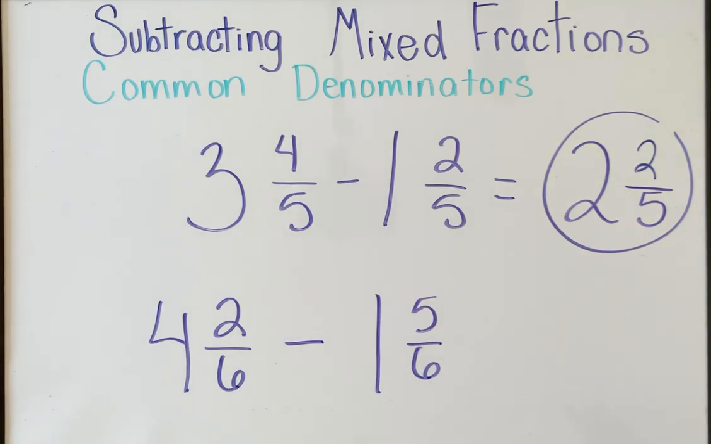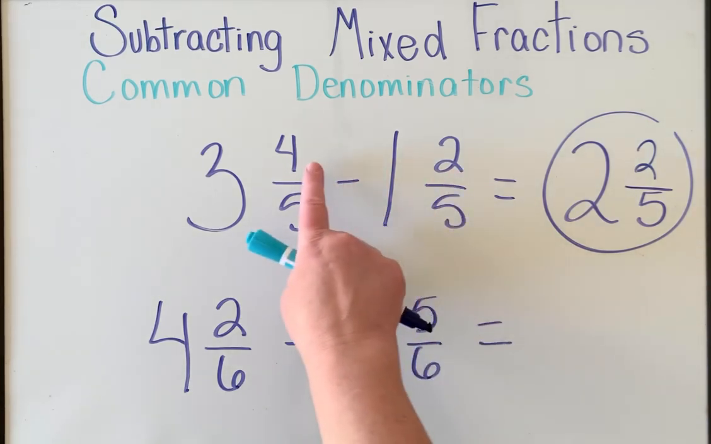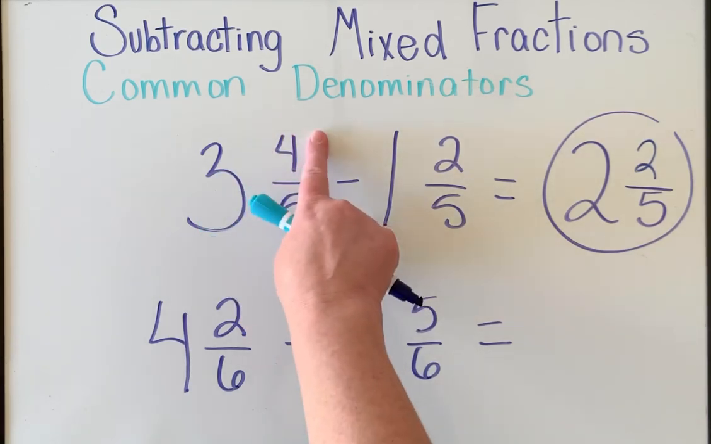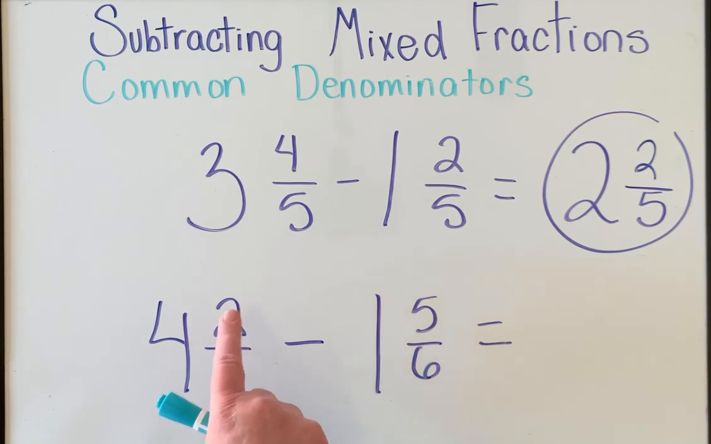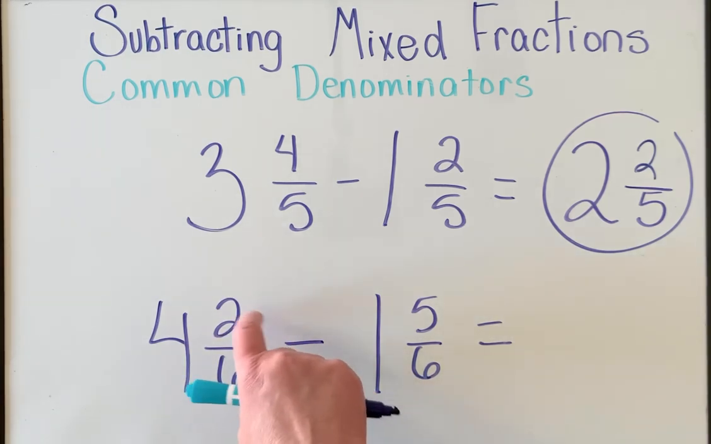Now, before we start subtracting, let's analyze this. So you have to look at your numerator. Can I take 5 pieces from 2 pieces? And the answer is no, I can't. I don't have enough there. Up here I did because my first number was bigger. Here I don't because my first numerator is smaller. So that means I've got to make that bigger.